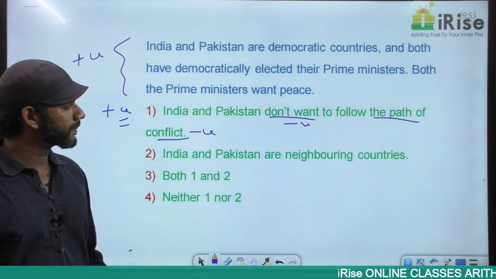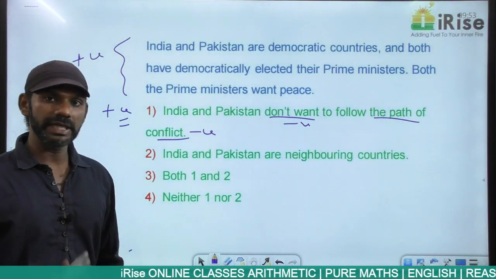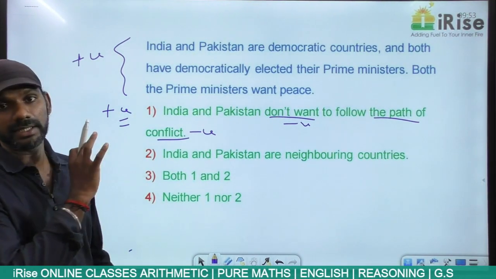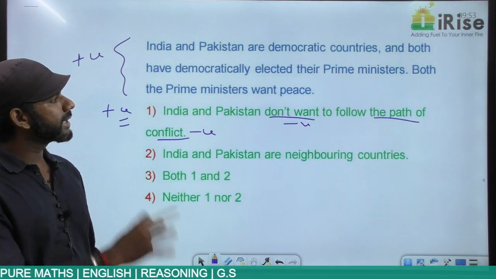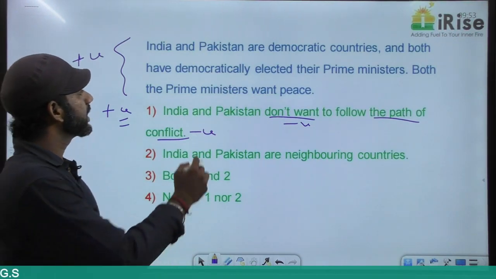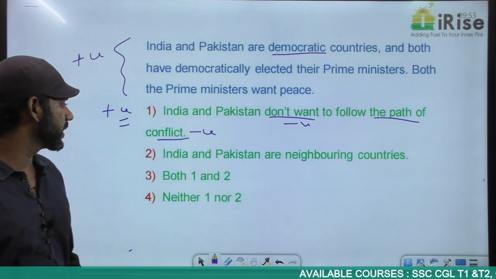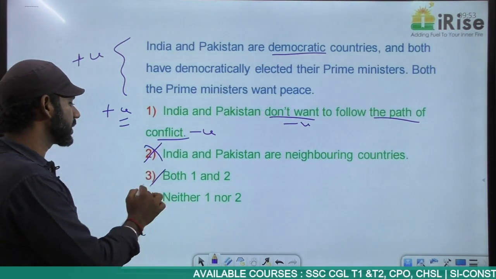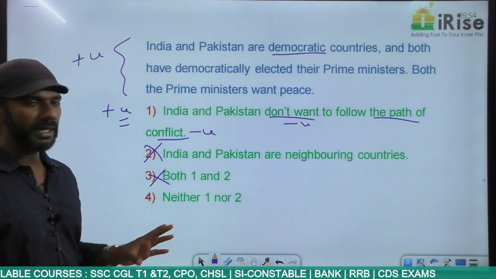Come to option 2. India and Pakistan are neighboring countries. Yes, we know that, but that's not given there in the question. I said no imagination, no general knowledge. According to the question, they're not neighboring countries. They are democratic countries. No imagination or no general knowledge. Based on that, 2 is gone, 3 is also gone. Now we have only 2 options left, 1 and 4.